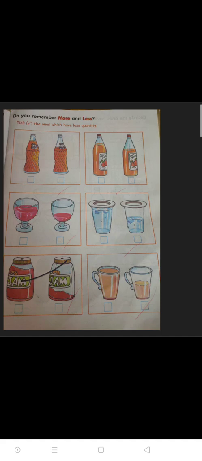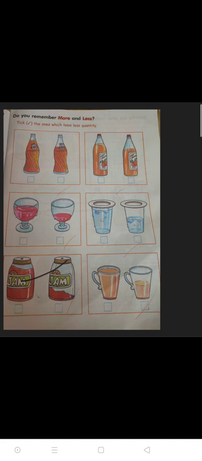Now look at here children. The first boy is short, the second girl is short, and the third girl is tall. Now who are having the same height? The first and second are having the same height. So you can put star in 1 and 2 boxes. Yes children.